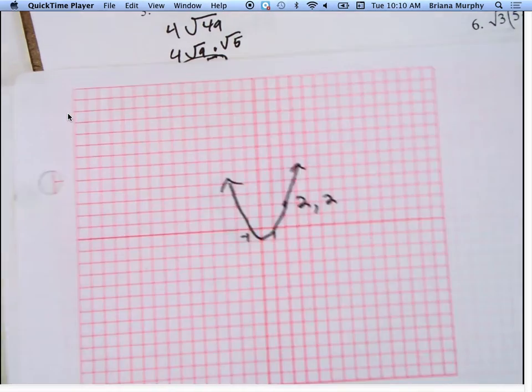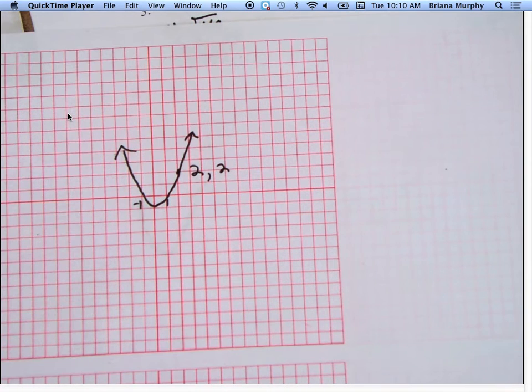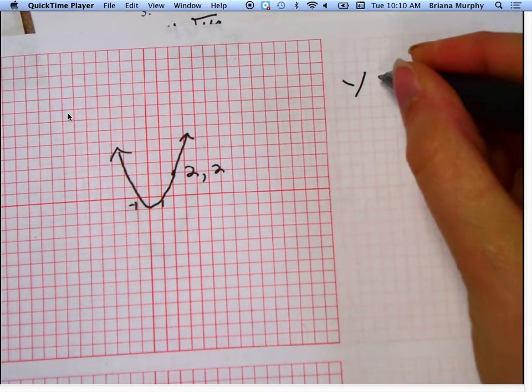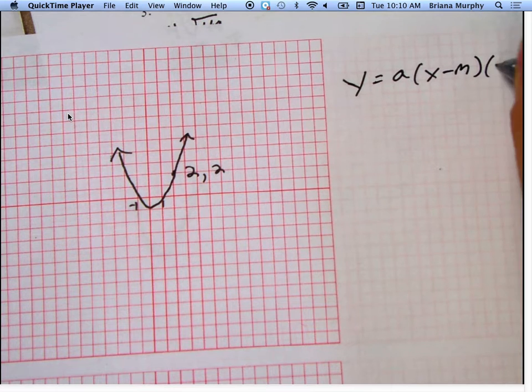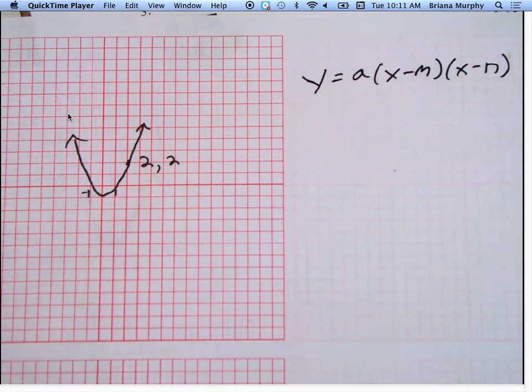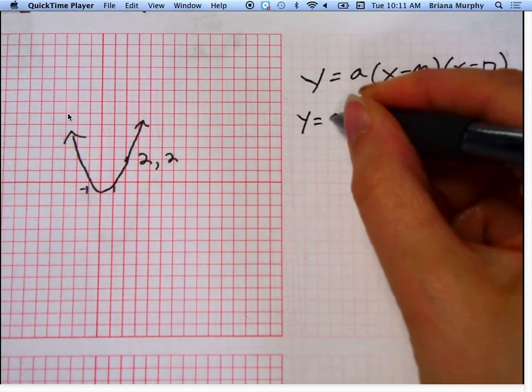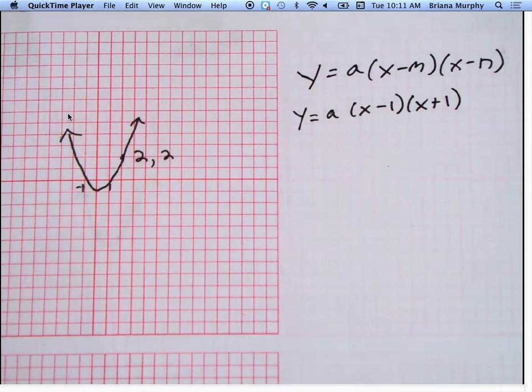Okay. So, first thing I'm going to do is write down the general way to do factored form. That's y equals a times (x minus m) times (x minus n). Okay? Now I'm going to replace what I have. What are my 2 roots? 1 and -1. Okay, so I'm going to say y equals a times (x minus 1) times (x plus 1). Okay. Now to find a, I'm going to plug in the point (2, 2).